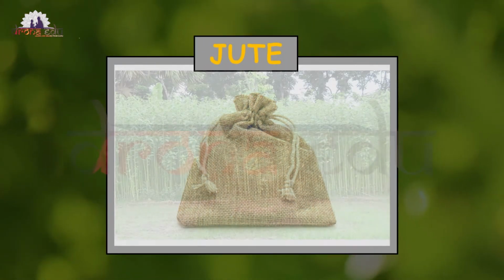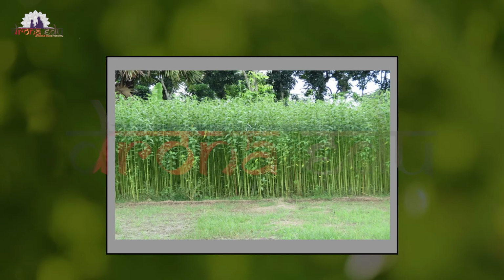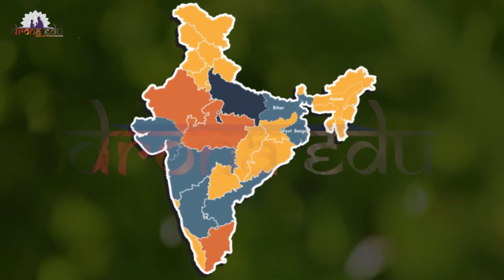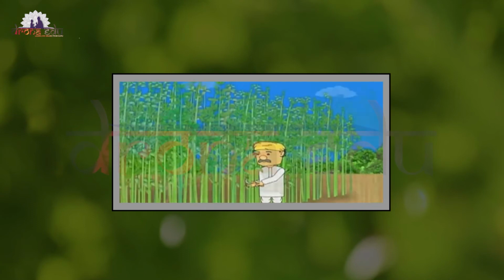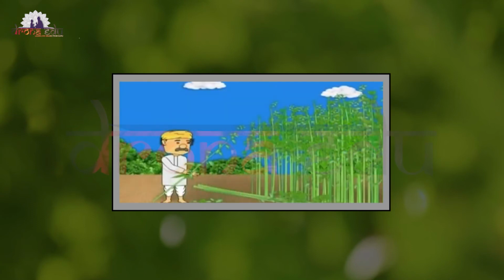Jute. Jute fiber is obtained from the stem of the jute plant. It is cultivated during the rainy season. In India, jute is mainly grown in West Bengal, Bihar, and Assam. The jute plant is normally harvested when it is at flowering stage.